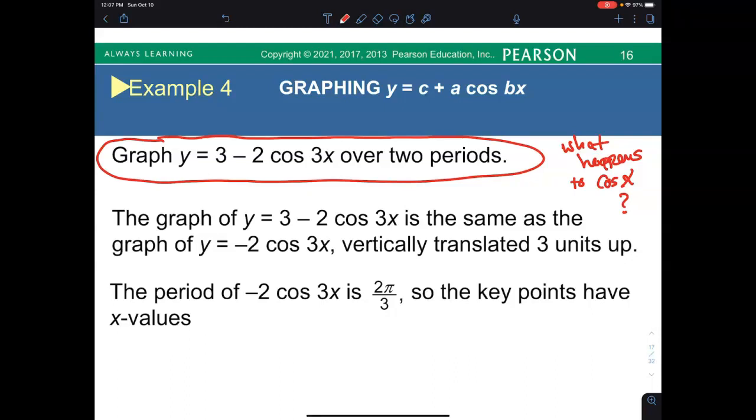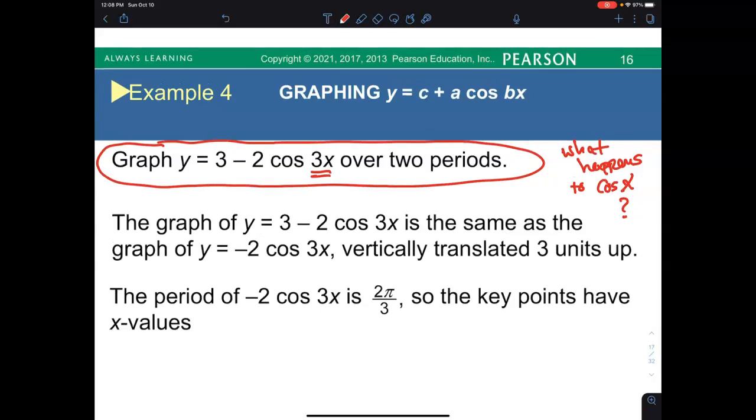So as we learned in 4.1, if you multiply inside the argument, if you multiply x by a 3, that's going to cause the period to shrink by 3. That's going to mean you divide the period by 3.